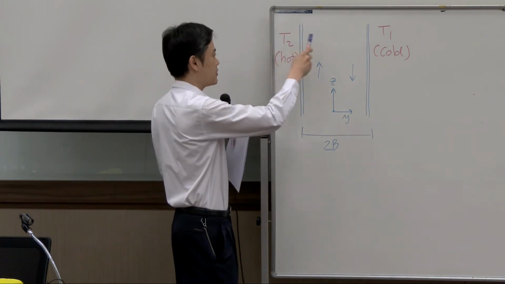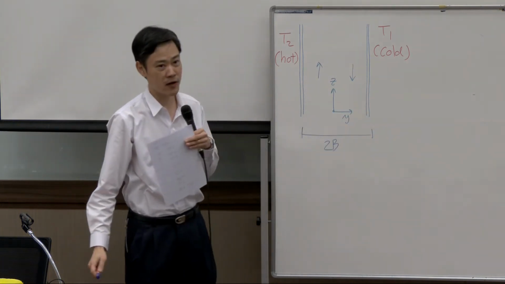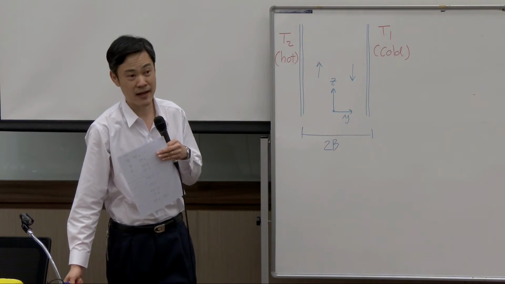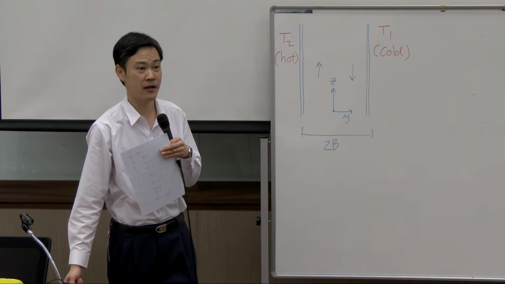You have high temperature, middle temperature, low temperature. The temperature profile would be conduction only. By using Fourier's law, conduction only, when you integrate it, you get a linear temperature profile. I showed you that in the second example already.